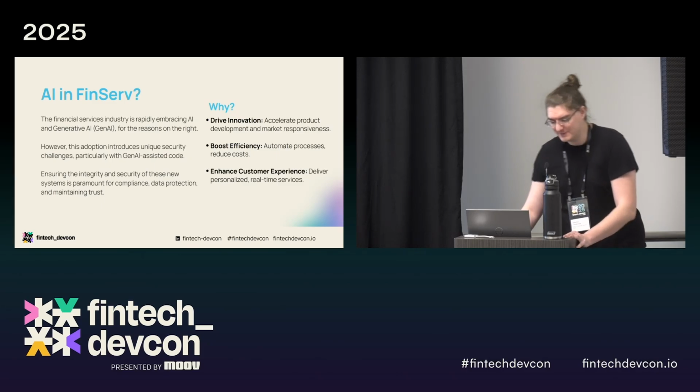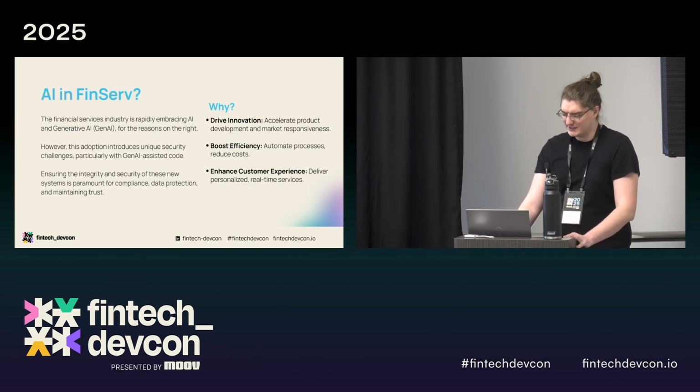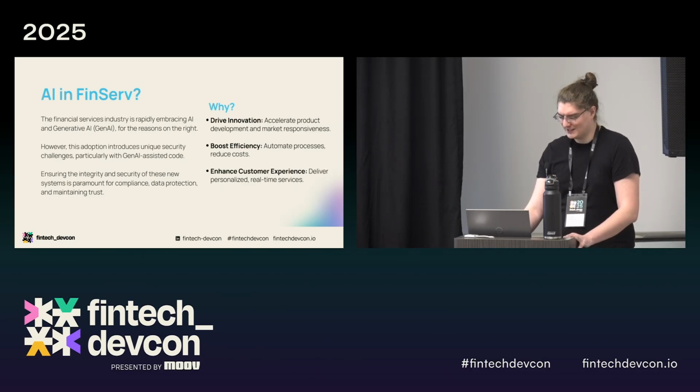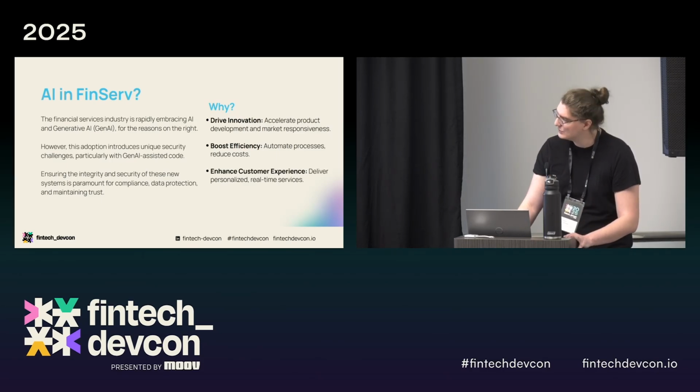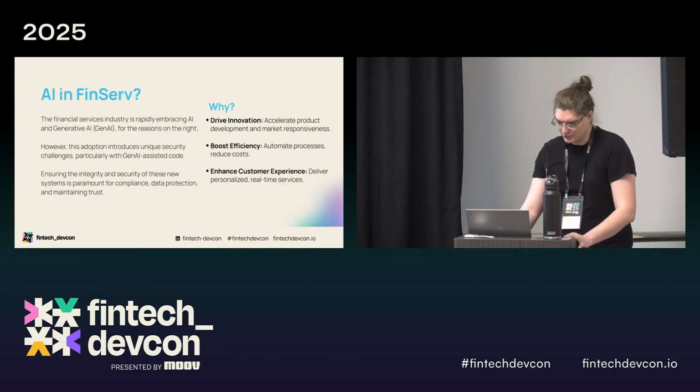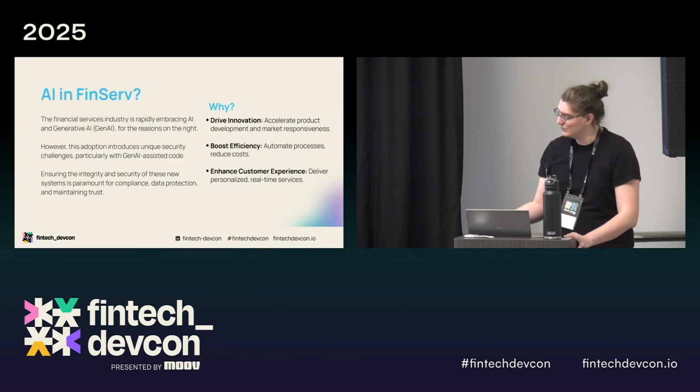And so in FinServ specifically, why would we be adopting GenAI? In particular, it drives innovation. It accelerates product development and market responsiveness. You can react to user feedback a lot more quickly if you can generate code and push it out. You can also automate the generation of code. You can automate some code review processes and things like that, generally reducing costs as you may not need as many software engineers, or across the spectrum, you may make software engineers more efficient. Moreover, you can offer this enhanced customer experience and enhanced UX where you can deliver personalized real-time services. But as we are talking about integrating this new functionality, we have to consider things like compliance, data protection, and maintaining trust between users and the apps that they use.